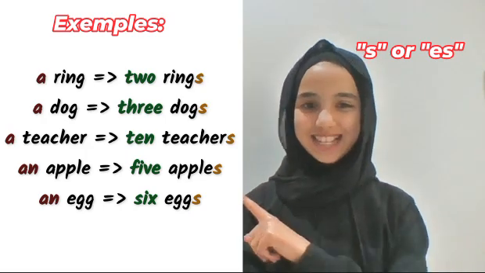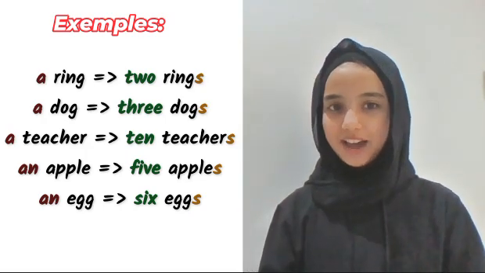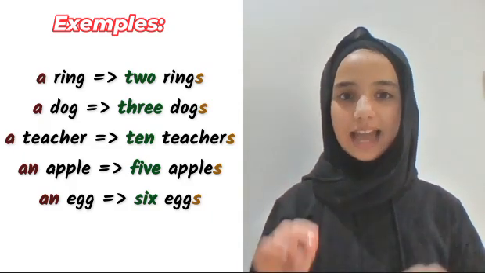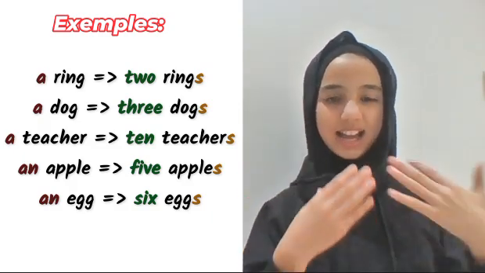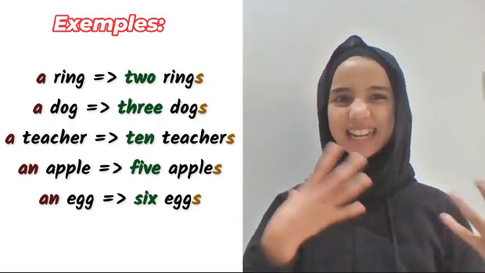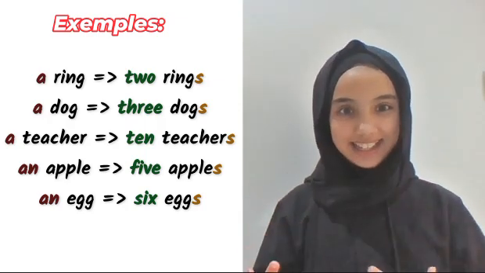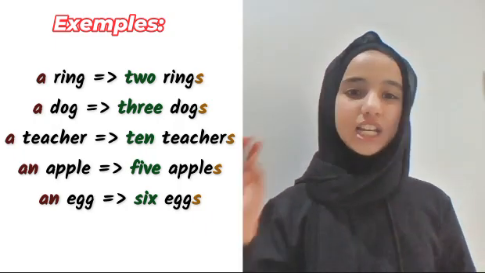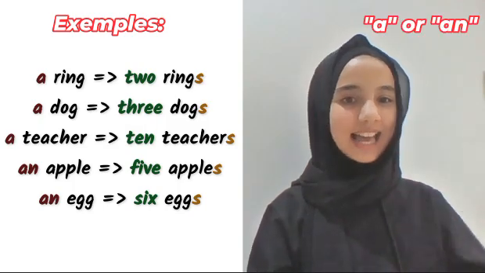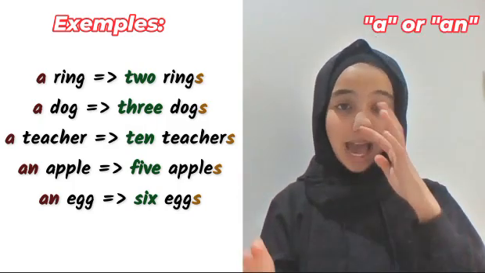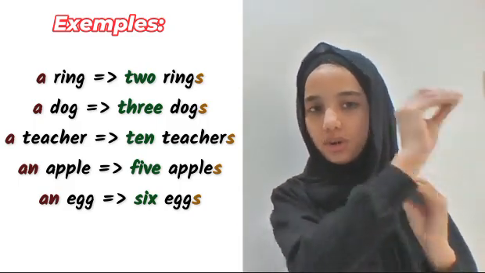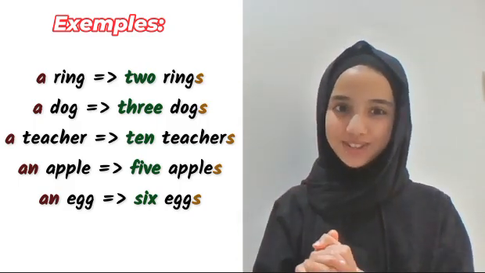So let's start. Here we have a ring, a dog, a teacher, an apple, an egg. Here we understand that if we want to make a singular noun, we write a or an, then the noun without s, without es. Just the noun plus a or an, as you see in these examples.